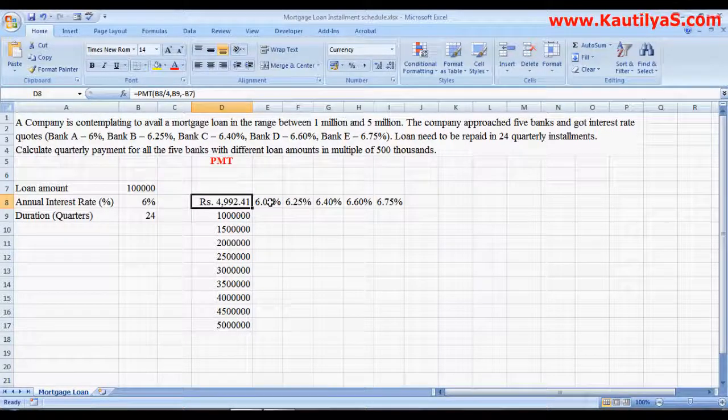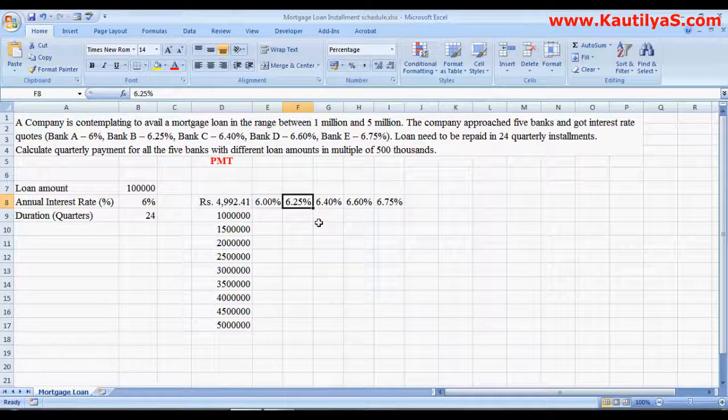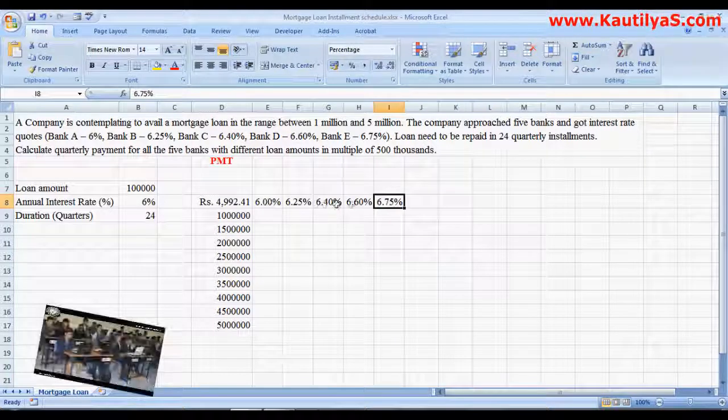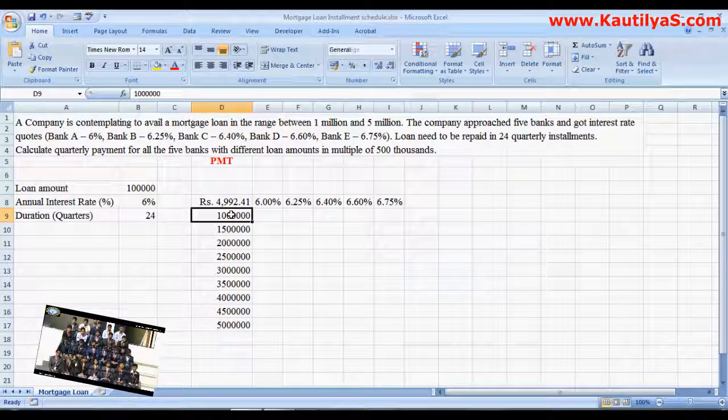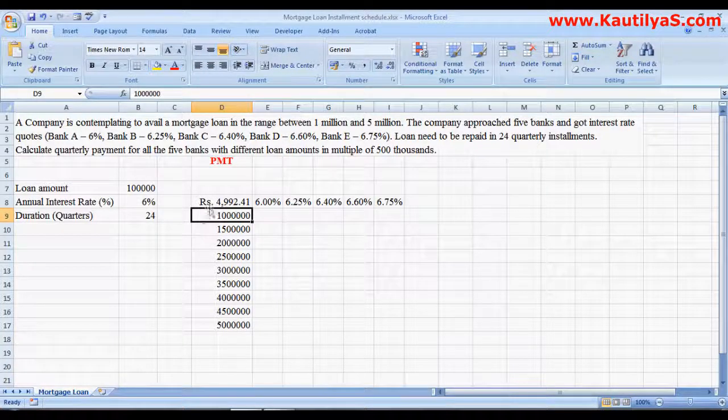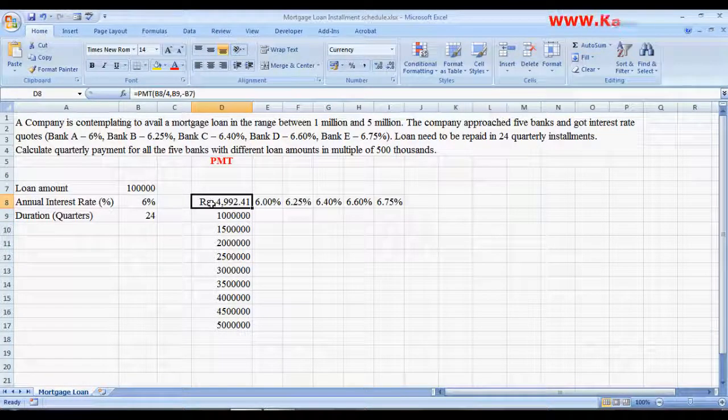in the same row we need to give inputs for different rates of interest, or interest quotes given by different banks. So here 5 banks have given their quotes, so we mentioned 5 quotes here, and the loan amount ranges from 1 million to 5 million. So immediately below where we wrote the formula, in the same column, we have to mention the loan amounts. So here is our formula.